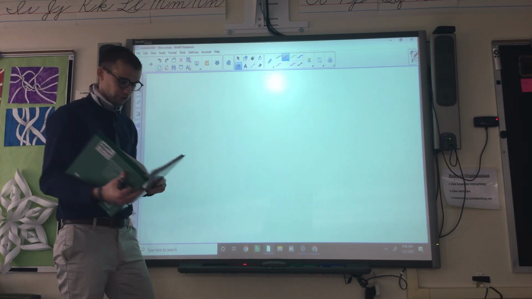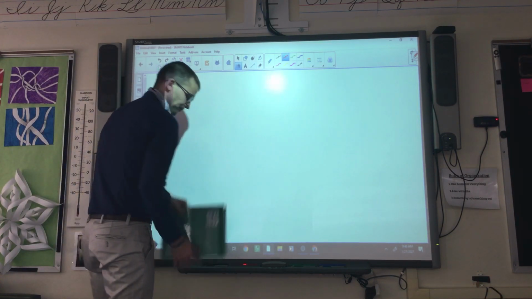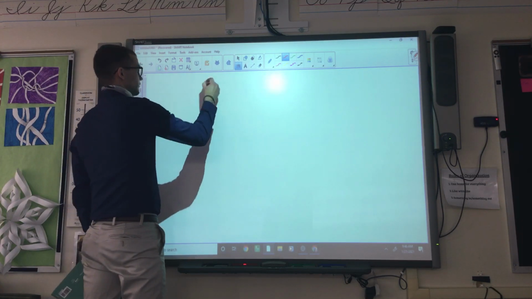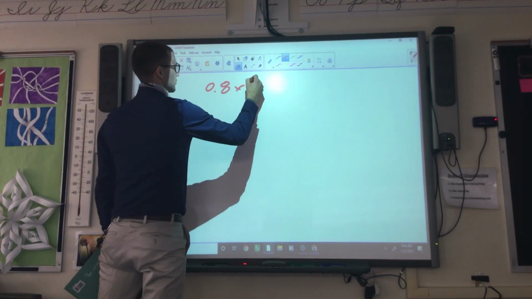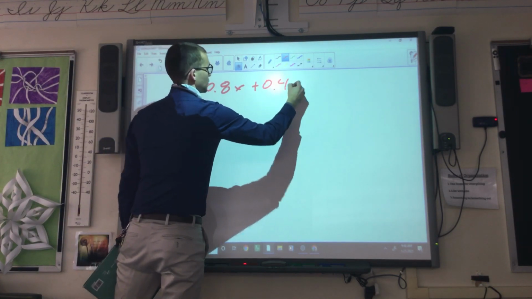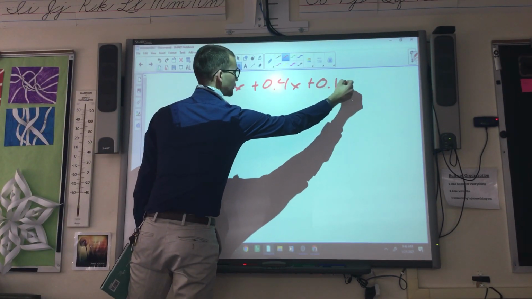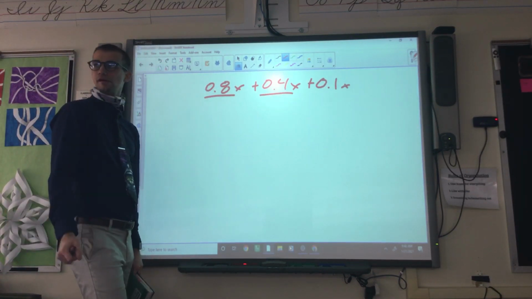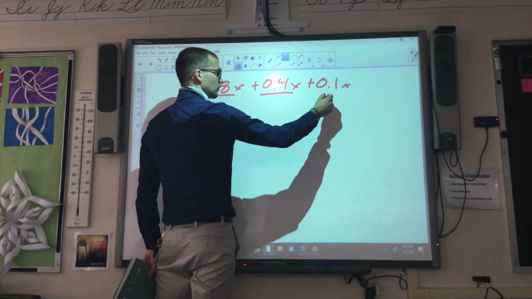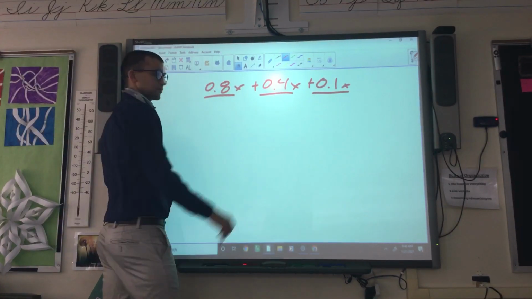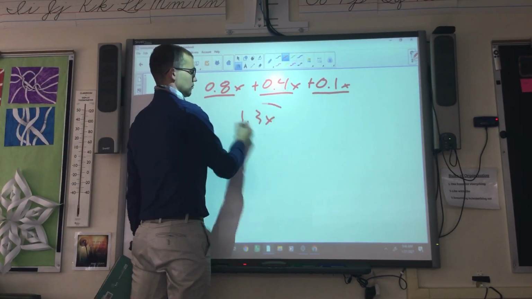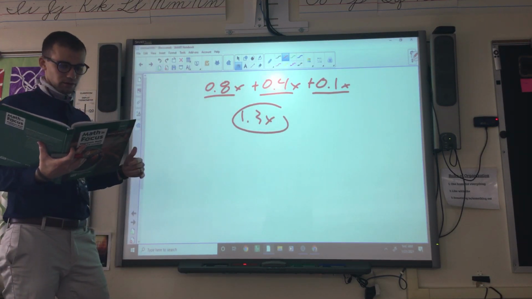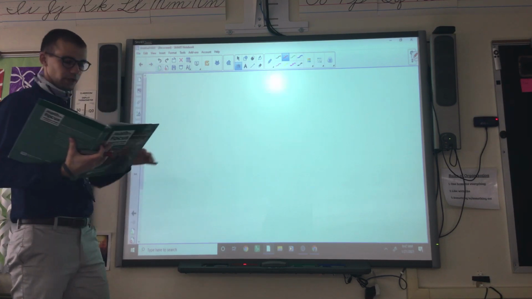Simplifying algebraic terms with 3 like terms. So 8 tenths x plus 4 tenths x plus 1 tenth x, so it says. Okay, well 8 tenths plus 4 tenths is 1 and 2 tenths. 1 and 2 tenths plus another 1 tenth is 1.2. Done. That's it. Oh wow. Yep.